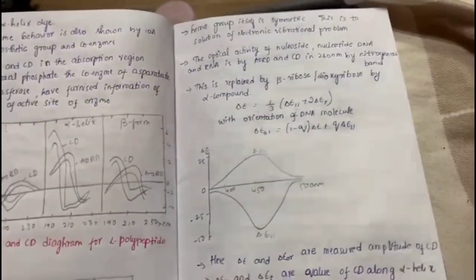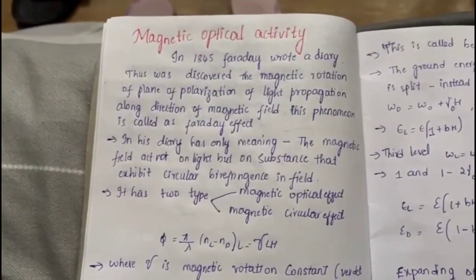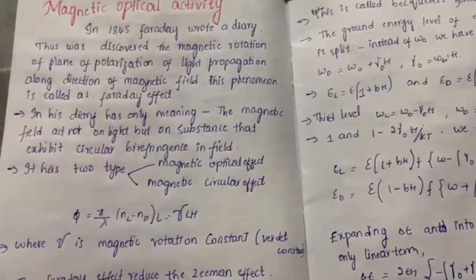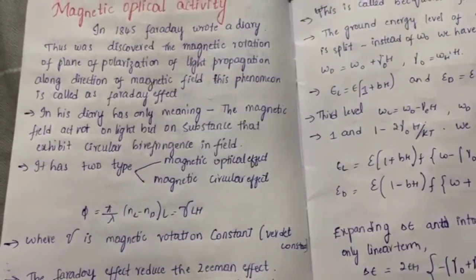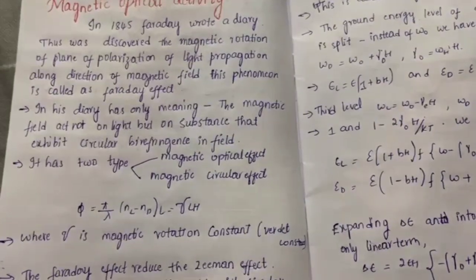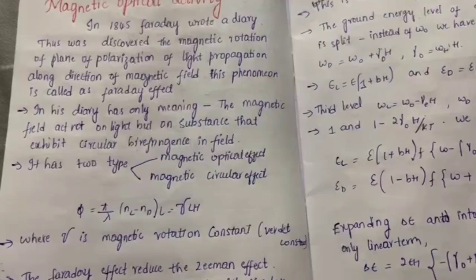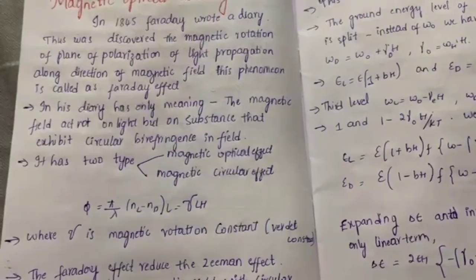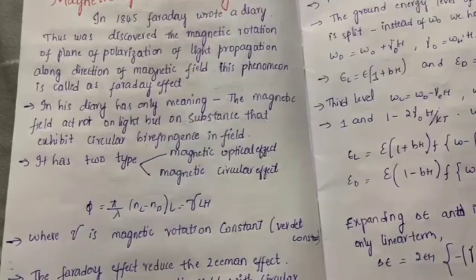Now I am going to explain about the magnetic optical activities. In magnetic optical activity, this was found by Faraday. He wrote in a diary that he discovered the magnetic rotation of a plane of polarization of light, propagating along the direction of the magnetic field. This phenomenon is called the Faraday effect.